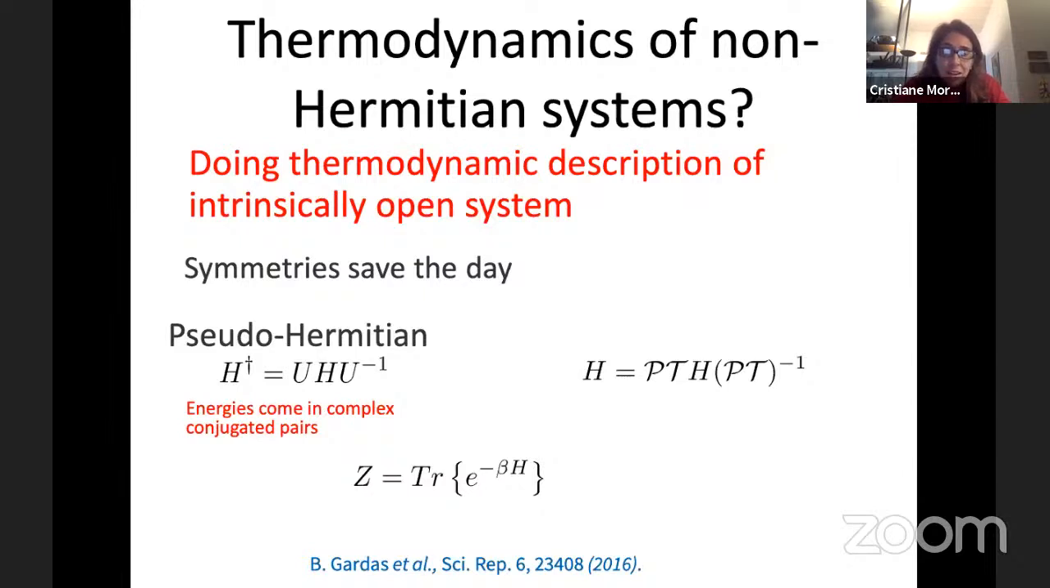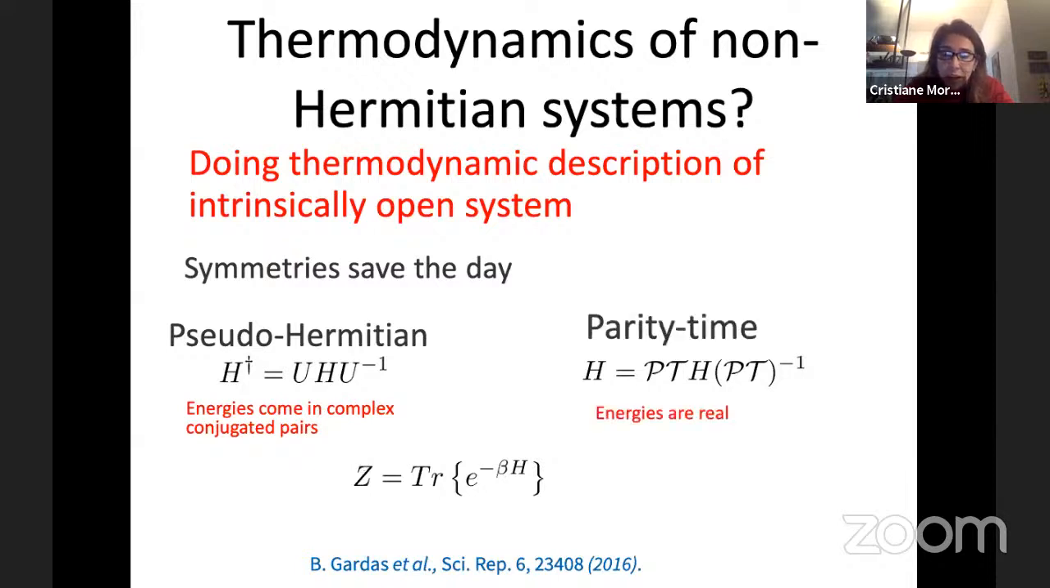And there are 2 cases which are very interesting to consider. One is the case when our Hamiltonian has what is called a pseudo-Hermitian symmetry. And now what happens is that in this case, the energies come in complex conjugated pairs. So when I sum over all of them, my partition function is still real. So I am in business.